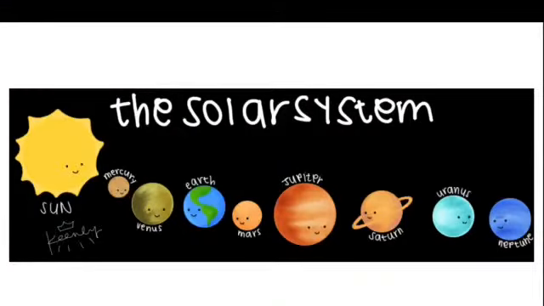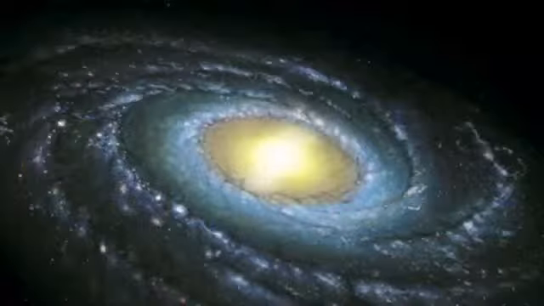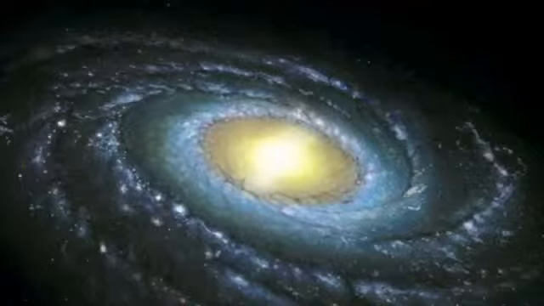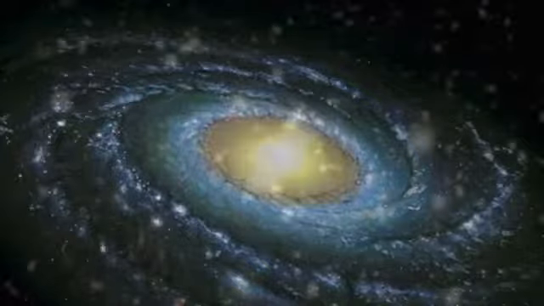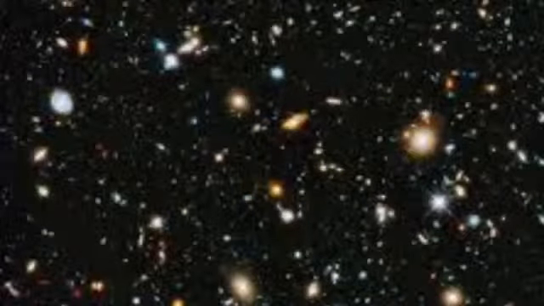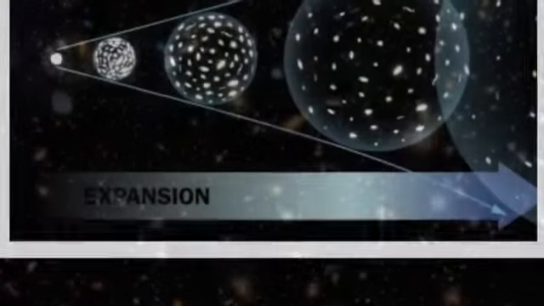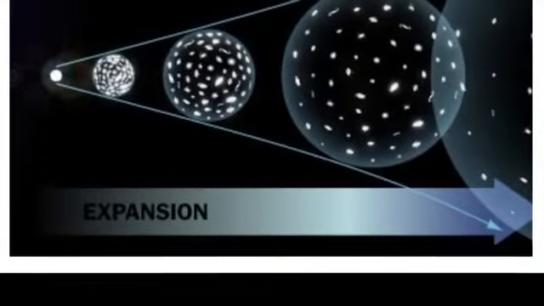Our solar system is part of the Milky Way. The Milky Way is a galaxy, a collection of stars to which our sun belongs. The universe is made up from lots of galaxies. But our universe is expanding.